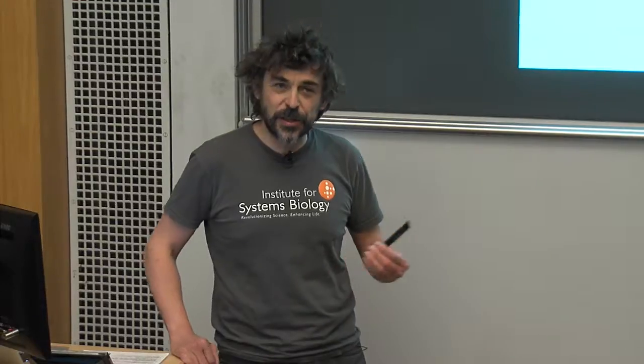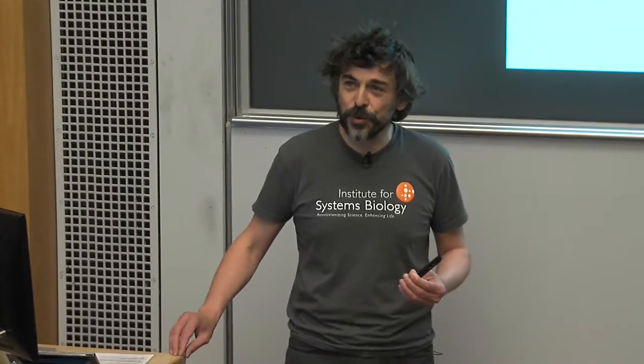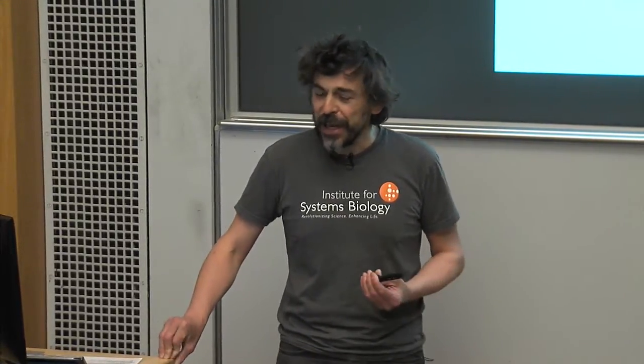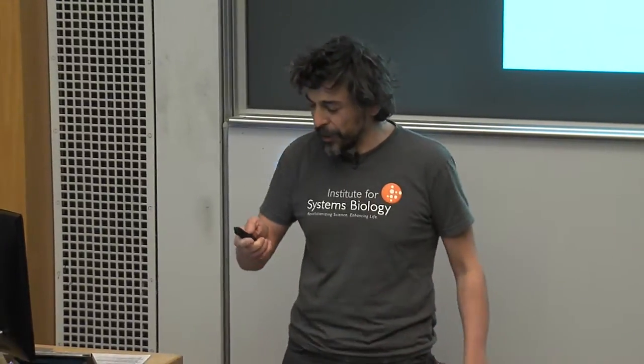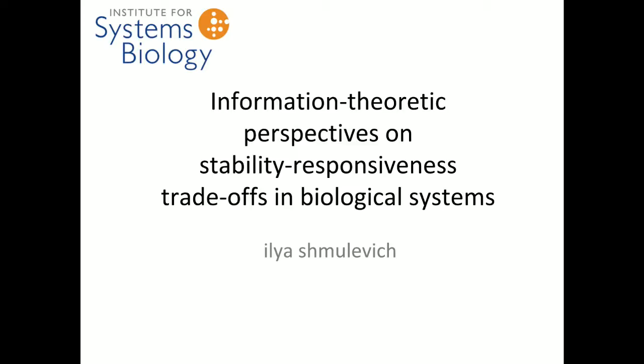But at the same time, we also expect many engineered systems, as well as certainly biological systems, to be responsive to changes in the environment in order to be adaptive. And so it is this motivation that I wish to discuss today. How do biological systems make that trade-off? And how can we quantify it? How can we think about it?